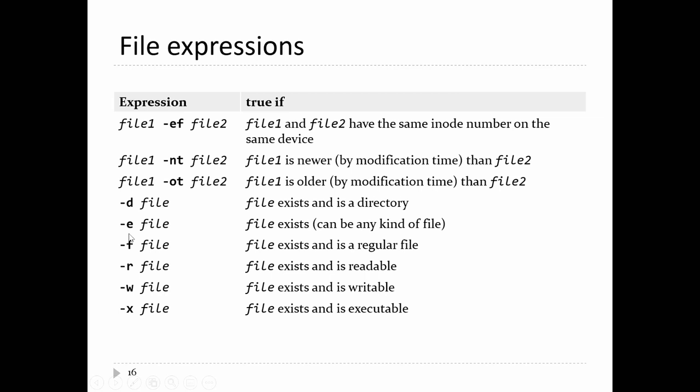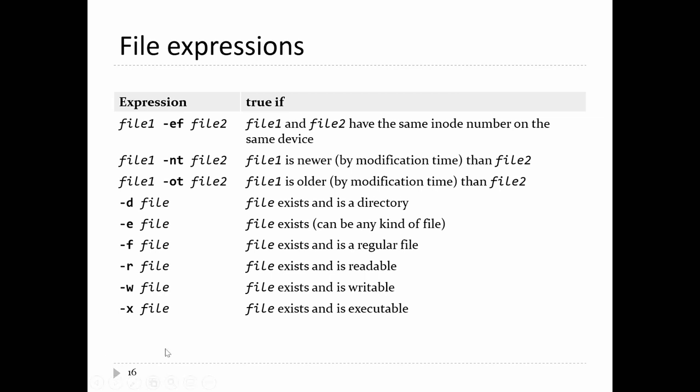Minus e tells you, does the file exist? It doesn't care what the type of the file is. Is the file there? Minus f file: does the file exist and is it a regular file, so not a directory or one of the special files. Minus r, is the file readable? Minus w, is the file writable, and minus x, is the file executable?